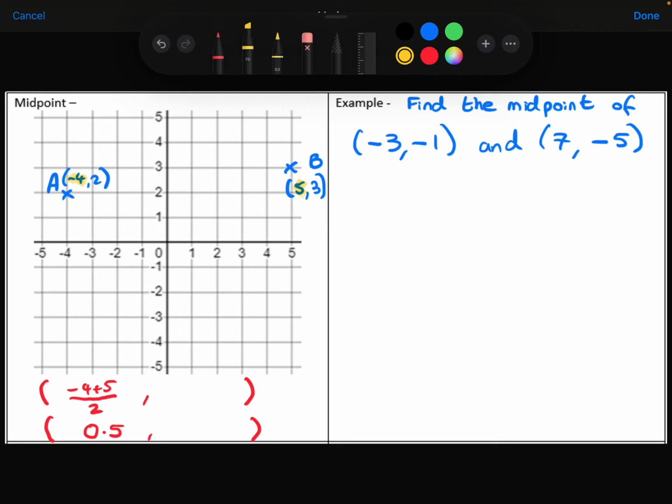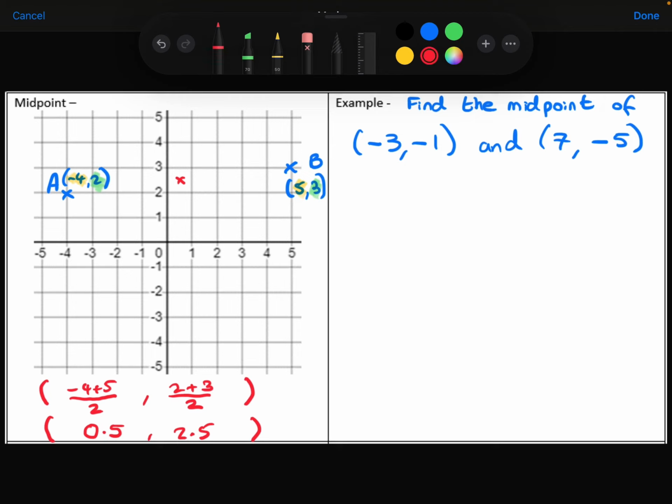Now do exactly the same with the y coordinates. 2 plus 3 is 5. Divided by 2 is 2.5. So the midpoint of A, B is 0.5, 2.5, which if I plotted 0.5, 2.5 on here, hopefully that makes sense visually that that point there is in the middle of A and B.